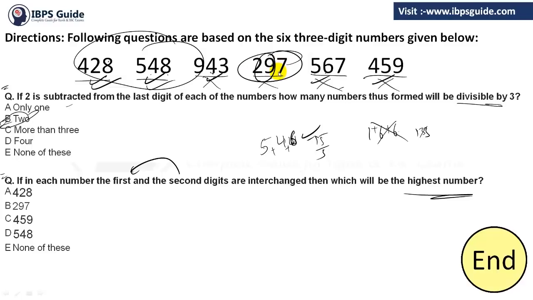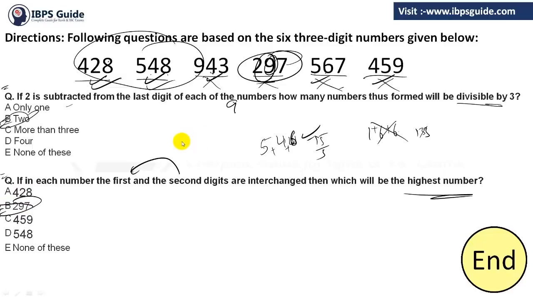It will form the highest number, yes, because the second digit decides the highest number. If the first digit is 9 and no one has the first digit as 9, it will be the highest number. So the answer will be 297. That is option number B. That's it. So this is how you have to solve the question.